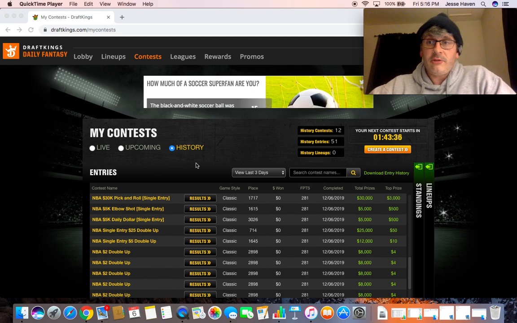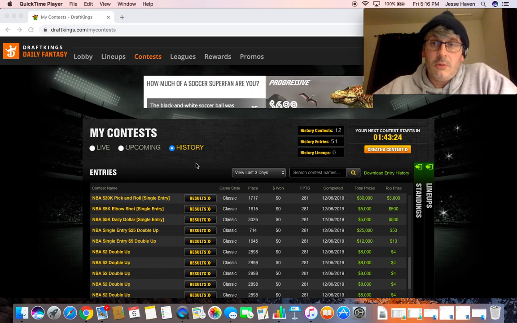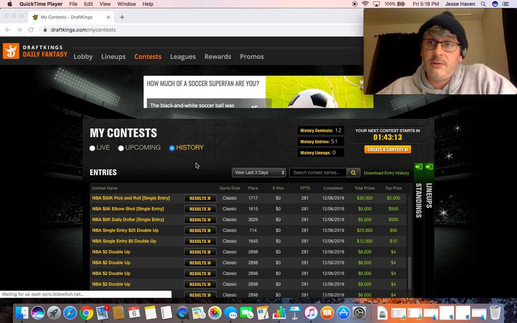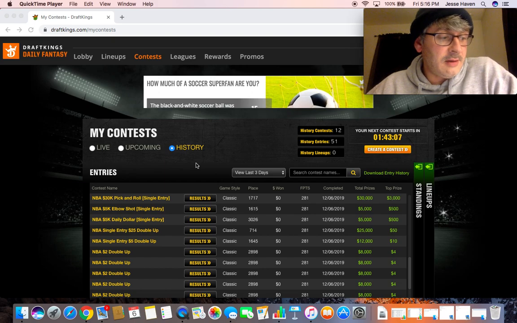I got a question on Twitter recently from someone asking me how to view the single entry double ups, how to pull the CSVs so you can review what the pros did, compare them to your own lineup, and see where you may have made a mistake. You can also see, if you happen to be on the same lineup as a lot of pros, that can be encouraging. This is something I do after pretty much every slate.